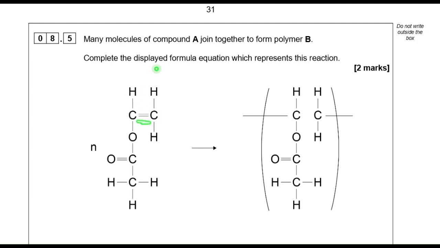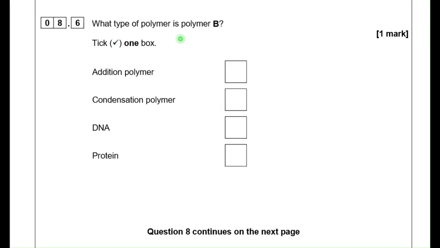That double bond becomes a single bond between those 2 carbons. You can see why we got rid of all the bits on the left-hand side just to make it simpler. So 1 mark for the double bond going to a single bond, 1 mark for the N bottom right-hand corner, 2 marks. 8.6, what type of polymer is polymer B? Tick 1 box. Choices are addition polymer, condensation polymer, DNA, or protein.